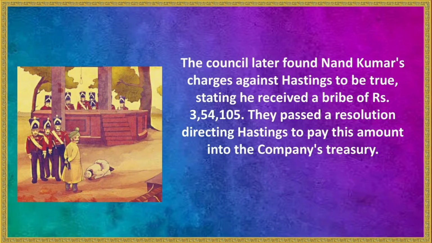The council later found Nandkumar's charges against Hastings to be true, stating he received a bribe of Rs. 354,105. They passed a resolution directing Hastings to pay this amount into the company's treasury.